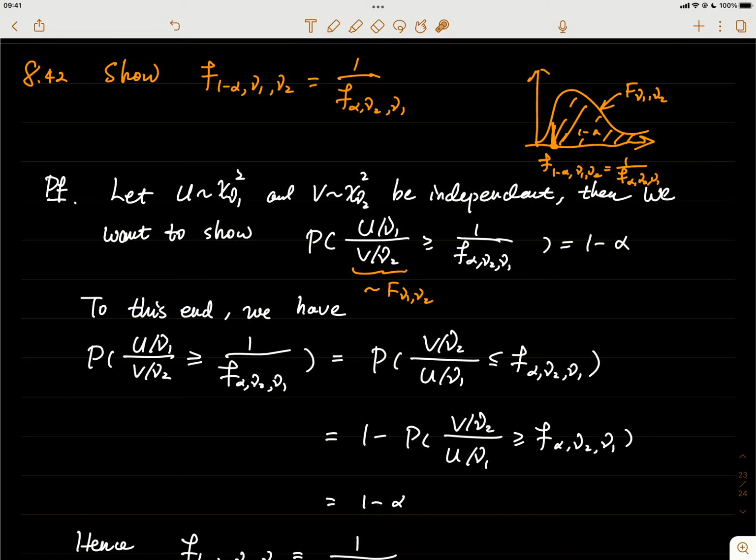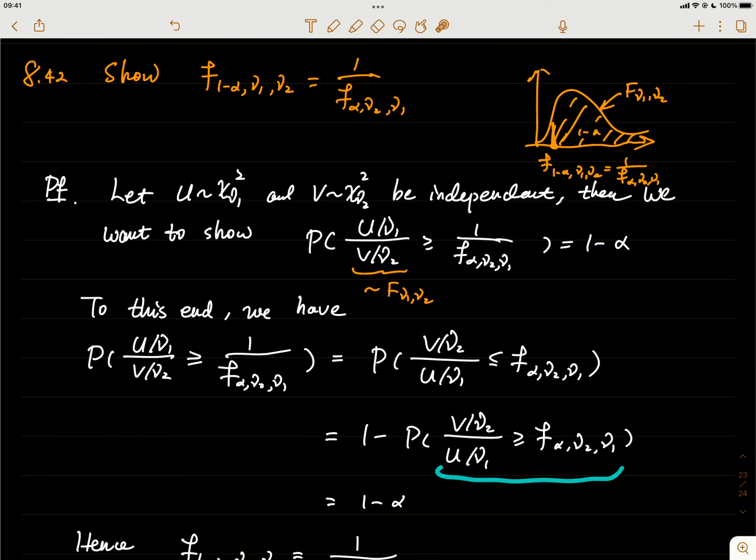So how do we show that? If we recognize this, then the rest will be simple, because the probability of this is just equal to the probability of the reciprocals. I take the reciprocal of this, and the reciprocal of this, and then we change the direction of the inequality, and we get the same inequality. So it's just the probability of that. The probability of this thing less than or equal to that is 1 minus the probability of this thing greater than or equal to that, because these two events are complementary, right? That is why we have that.